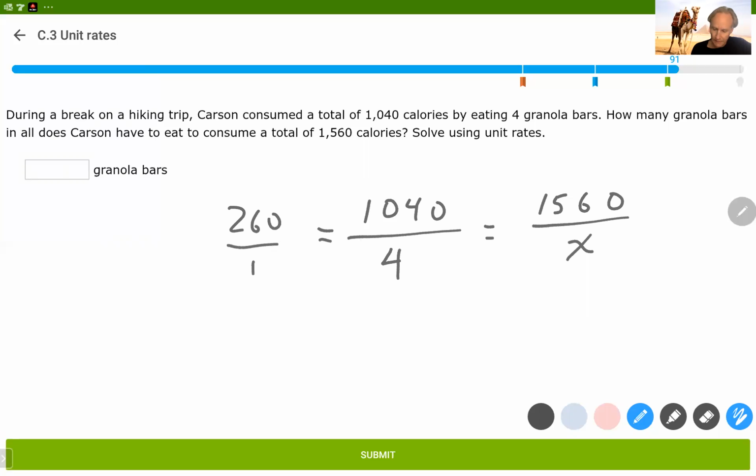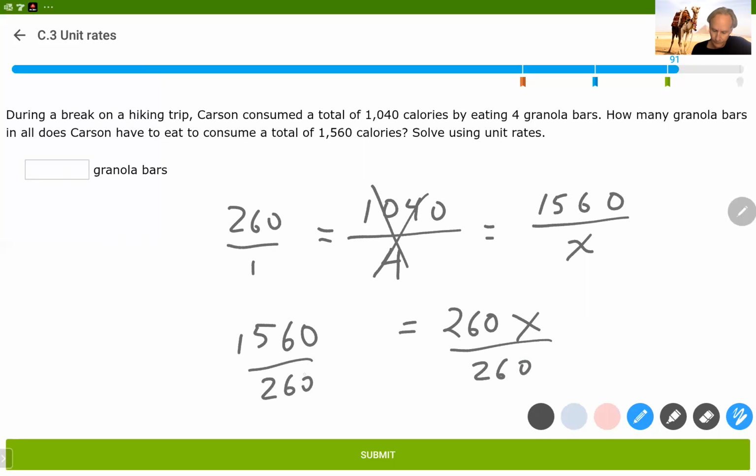It's the same thing, but I think what's going to be a little bit easier is that if I get rid of this middle term and I cross multiply, I get 1560 equals 260x. So basically I'm taking 1560 and dividing by 260. The zeros cancel. And of course I just have x by itself. 26 goes into 156. Let's see, 6 times, I believe. And it does. That would be 6 granola bars.